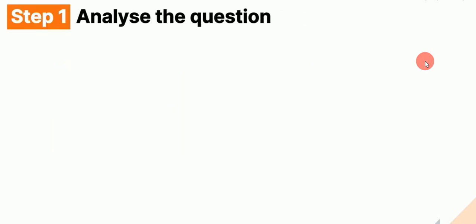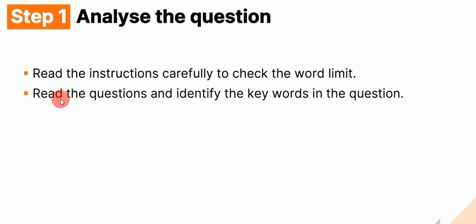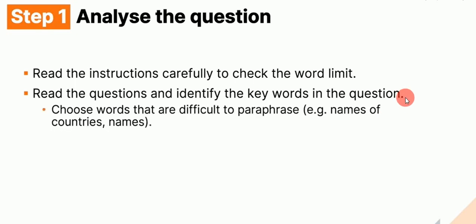Once you have skimmed the reading passage, it's time to analyze the question. This includes reading the instructions carefully to understand the word limit, reading the questions, and identifying the keywords in the questions. These keywords indicate what you need to scan for. It's a good idea to identify words which are difficult or impossible to paraphrase, because these will be easy to locate in the reading passage.